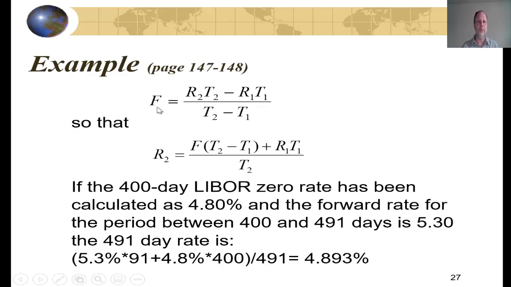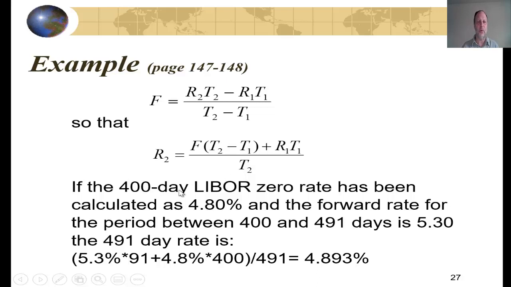The futures rate is the interest rate at time 2, R2, minus the interest rate R1, the initial time period, times T1 over time 2 minus T1. This can be rearranged and solved for the interest rate R2, which will then equal the futures rate times T2 minus T1 plus R1 T1 over T2.